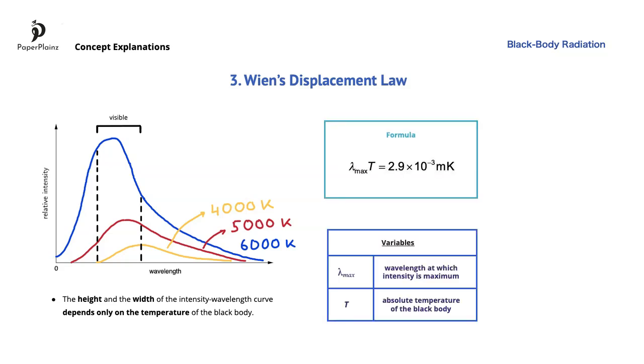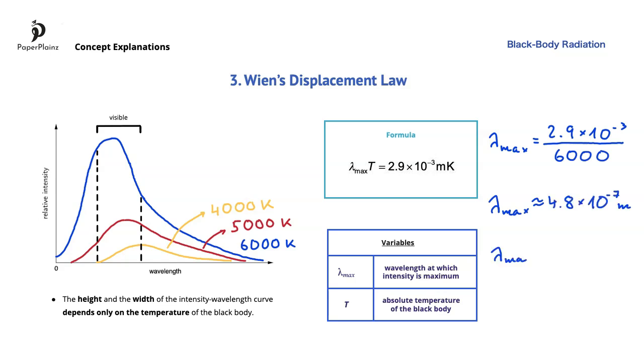Let's apply this formula to calculate the peak wavelength for the blue graph, where temperature is 6000 Kelvin. Rearranging and substituting, we get that the peak wavelength is equal to 2.9 times 10 to the power of -3 divided by 6000. Carrying out this calculation gives us approximately 4.8 times 10 to the power of -7 meters. We can also give this answer as 480 nanometers. Note that this wavelength is in the visible section of the electromagnetic spectrum, and its color is somewhere between blue and green.